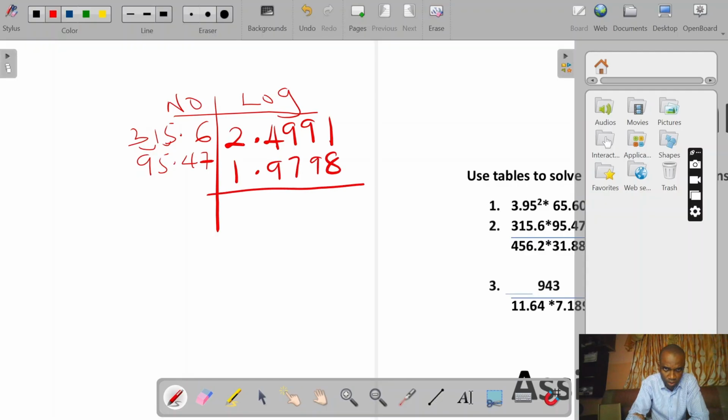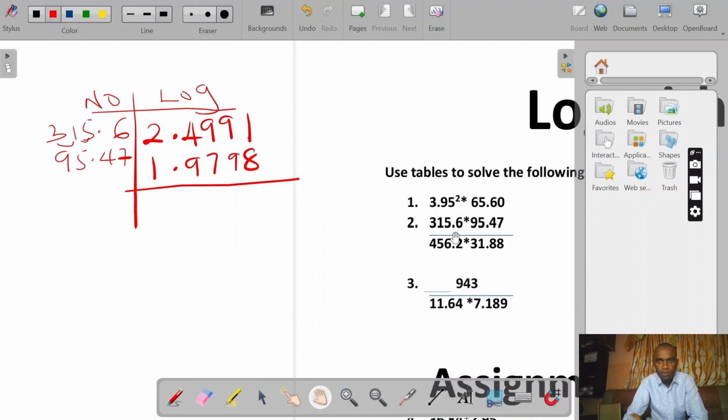What I am doing here is multiplying 315.6 times 95.47. In indices, don't forget multiplication is what? Addition. So we will be adding up these two numbers. So I'll put my plus sign here. 1 plus 8 is 9. 9 plus 9 is 18. Carry 1, 10 plus 7, 17. Carry 1, 5 plus 9, 14. Carry 1, 3 plus 1, 4. That will be 4.4789. But I'm not done yet. This is the numerator.